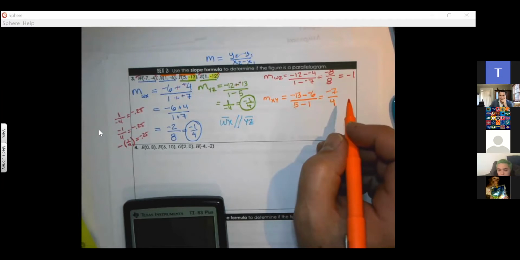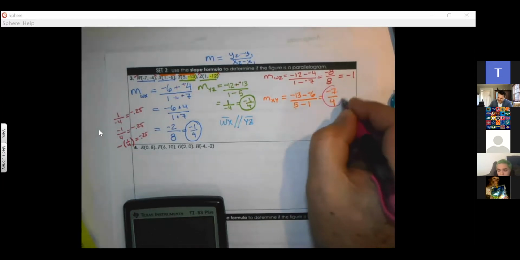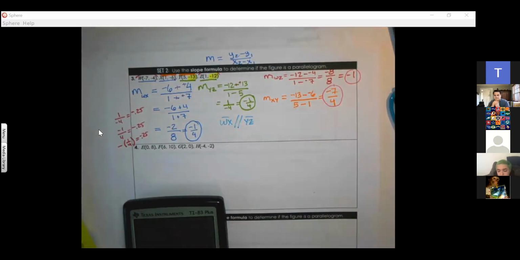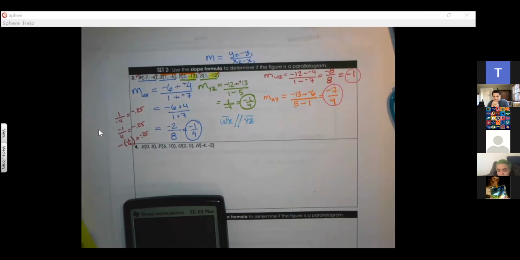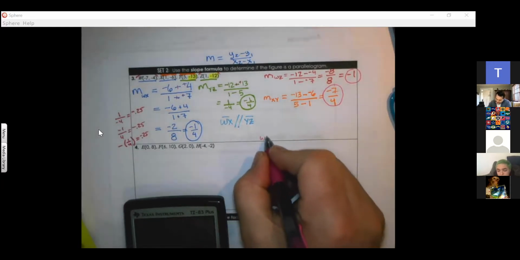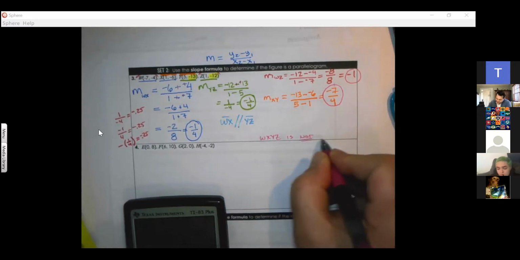Huh. Okay. So what can I get out of that? That it's not a parallelogram. Good. That's the final step. W, X, Y, Z is not a parallelogram.